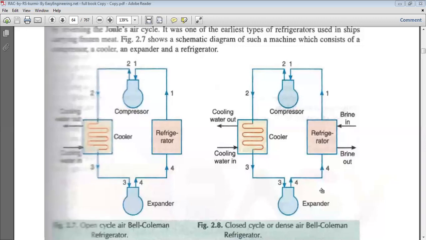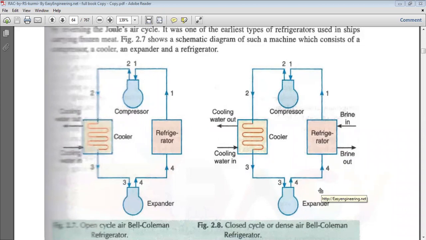Okay, in this class we will discuss the Bell-Kalman cycle. What do we discuss? The Bell-Kalman cycle. Now I am sharing this diagram of a Bell-Kalman cycle. The Bell-Kalman cycle is a very old refrigeration cycle which was used for cooling of meat in ships.